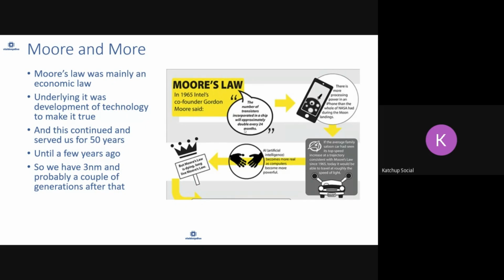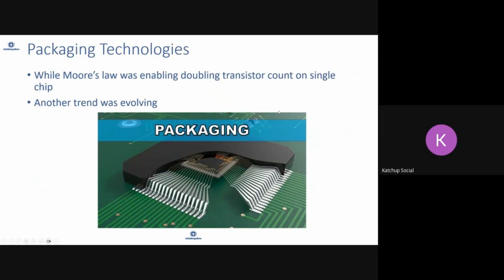So Moore's law served us for a long time, but maybe we have one or two more generations left. The technology is not giving as much performance boost as it was giving earlier. While Moore's law was enabling the doubling of transistors on a single chip, there is another technology which is often overlooked that was developing. Another trend was evolving, and this was in packaging technology. Packaging technology was also evolving over time, and this is one of the key technologies. This is where this whole 3D IC thing which we're going to talk about comes in. What are the trends there?